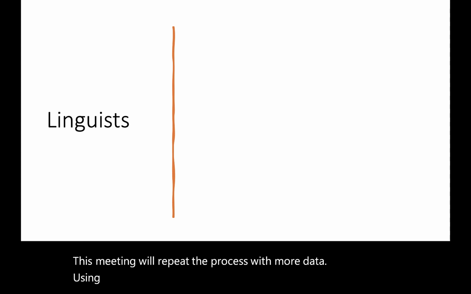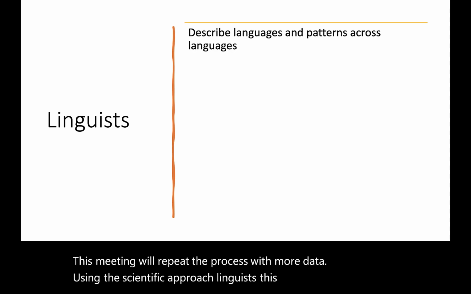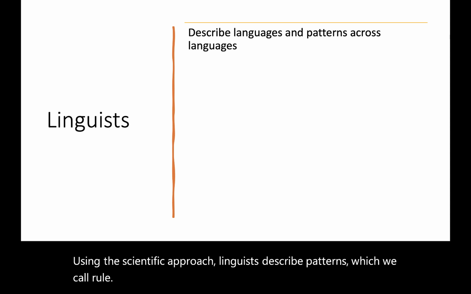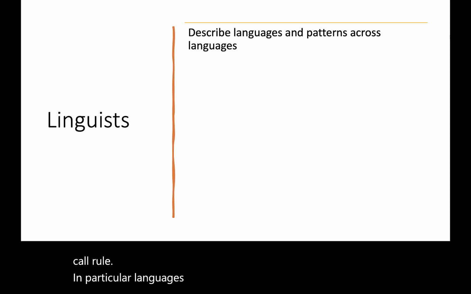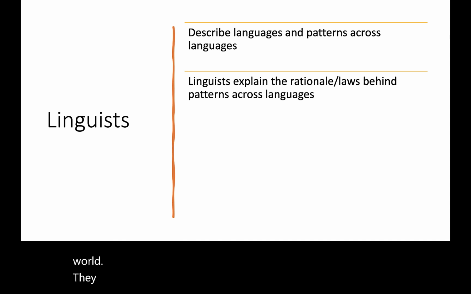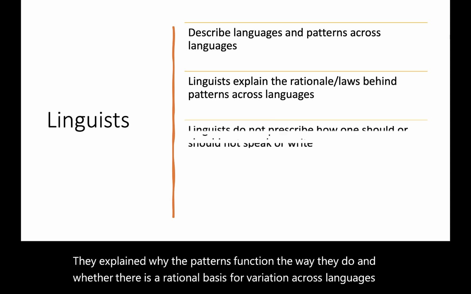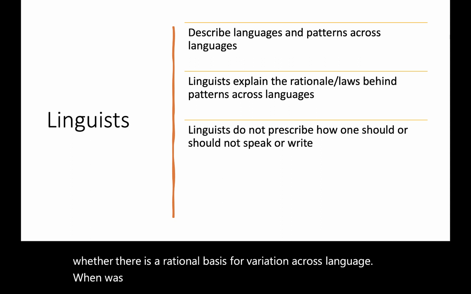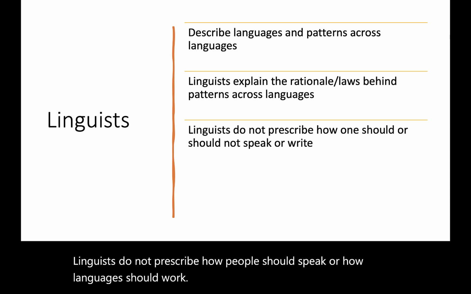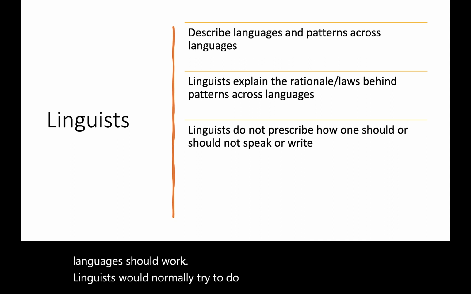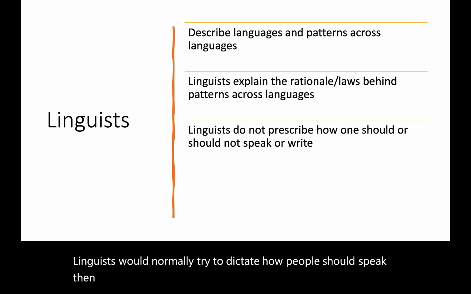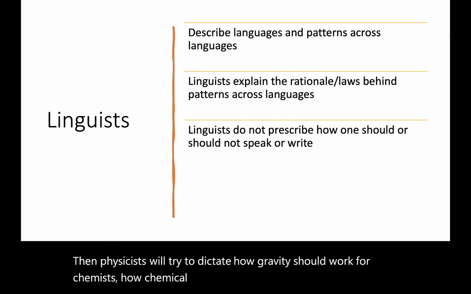Using this scientific approach, linguists describe patterns, which they call rules, in particular languages and across different languages in the world. They explain why the patterns function the way they do and whether there is a rational basis for variation across languages. Linguists do not prescribe how people should speak or how languages should work. Linguists would no more try to dictate how people should speak than physicists would try to dictate how gravity should work, or chemists how chemical reactions should occur.